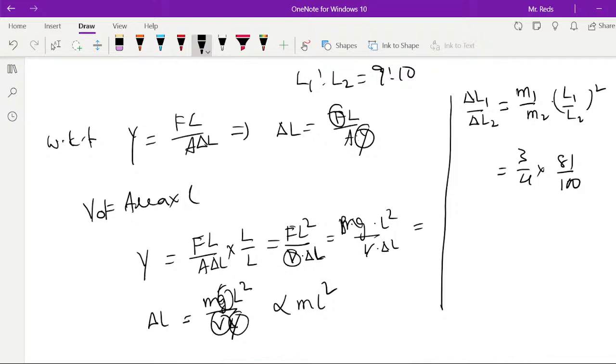Can you simplify this further? Can you simplify with any of the parameters? Is this 9 is to 10, right? 9 square is 81, then 10 square is 100. L1 by L2 only.